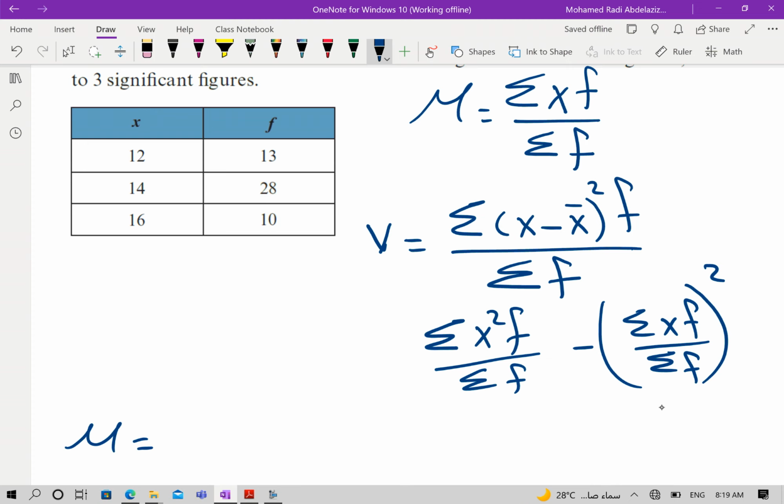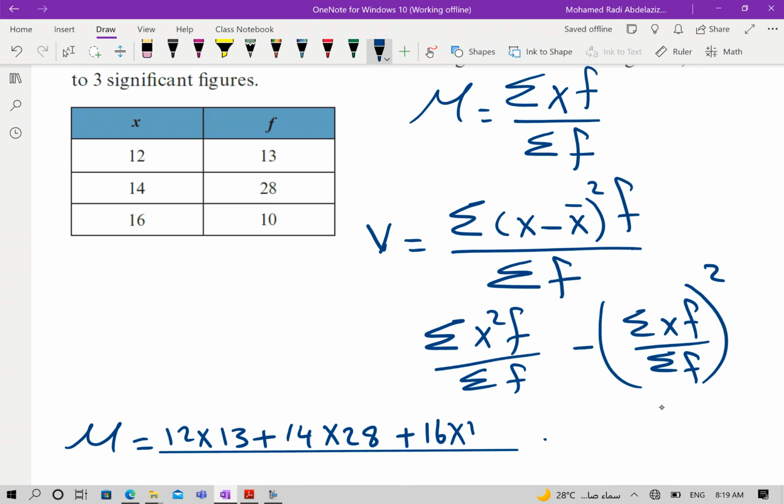Mu is the sum of x times f divided by sum of f. 12 times 13 plus 14 times 28 plus 16 times 10, divided by 13 plus 28 plus 10. Yalla, please give me the answer. I need more than one to calculate, please.